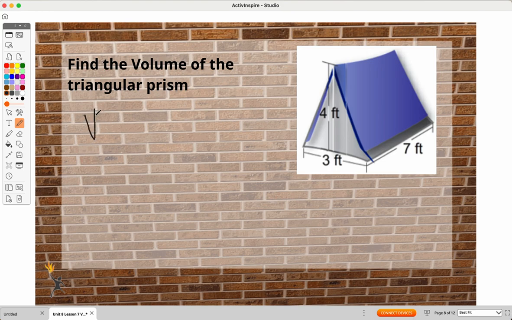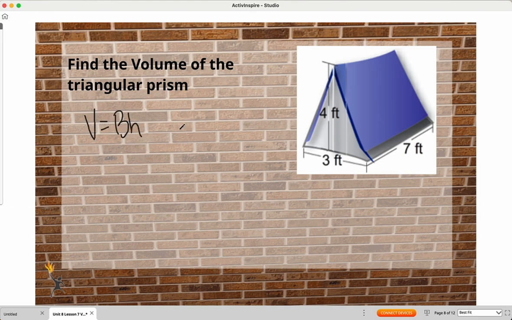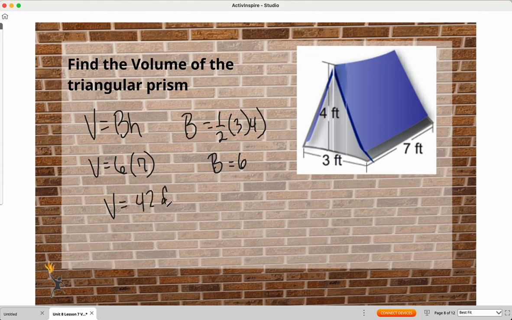So we've got our formula, volume equals big B times H. First we start out by finding B, which is 1/2 of 3 times 4, so big B is 6 in this case. So we'll put in our formula, volume equals 6 times 7. Our volume is 42 cubic feet, I'm sorry, not centimeters.